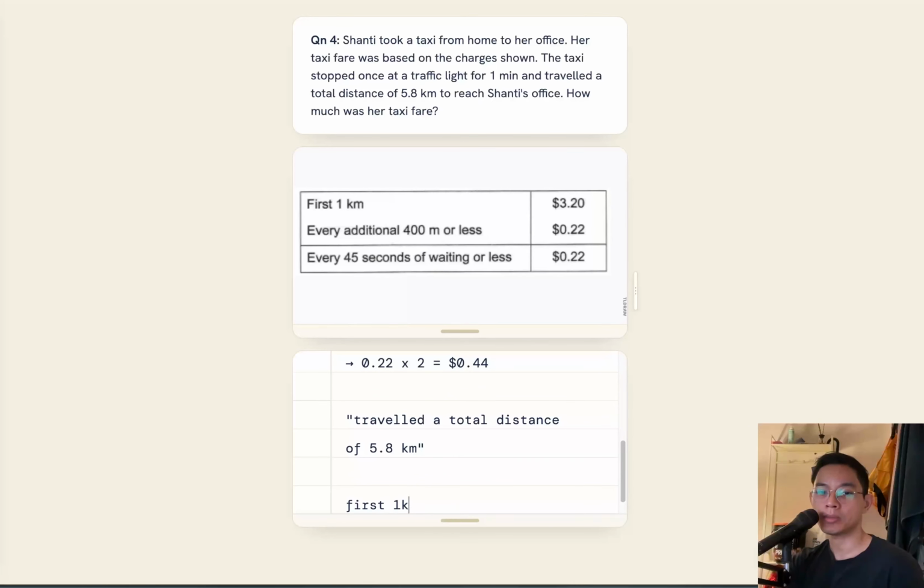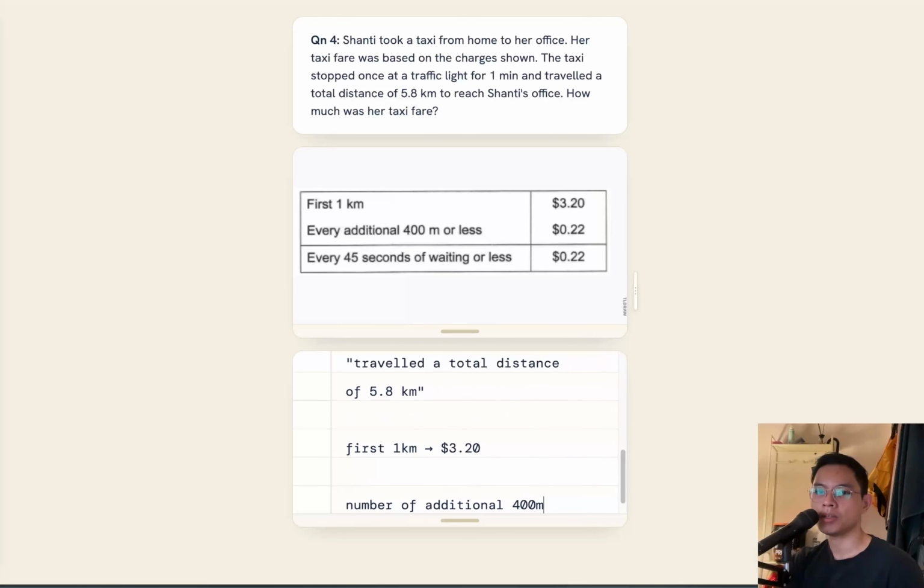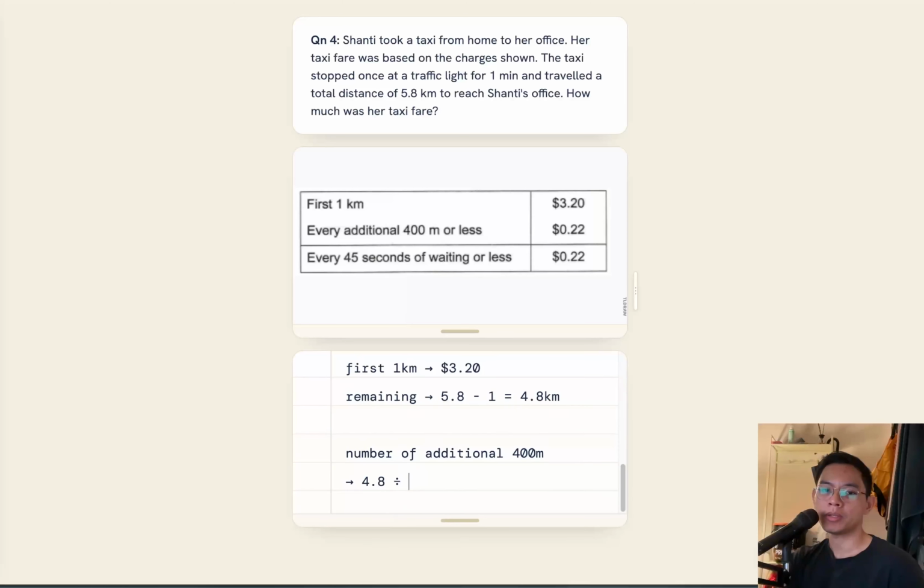Then the total distance traveled is 5.8 kilometers. The first kilometer is $3.20. The number of additional 400 meters depends on the remaining distance. The remaining distance is 5.8 minus 1, which is 4.8 kilometers. I'm going to change this to meters, which is 4800. So 4800 meters divided by 400 meters is 12.